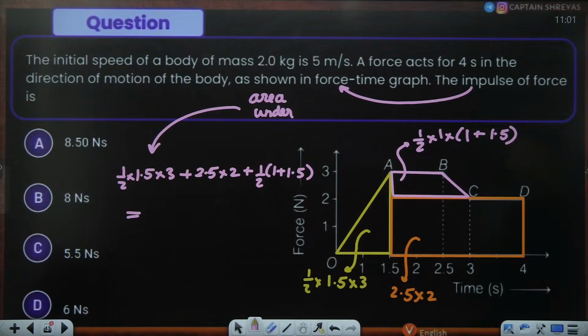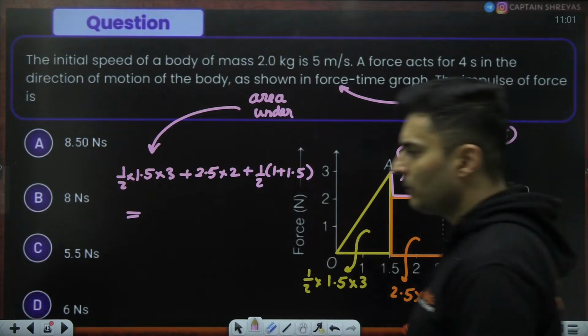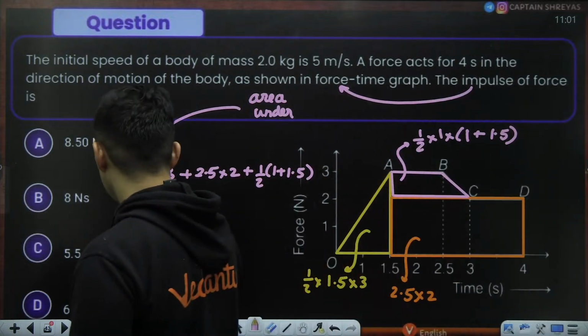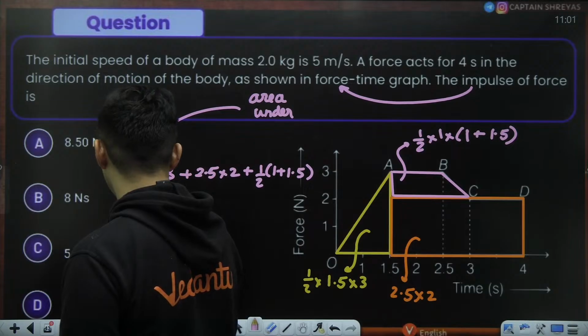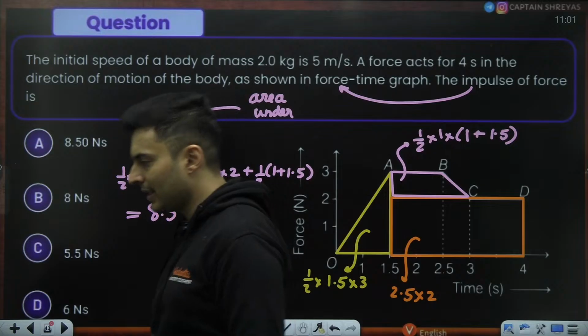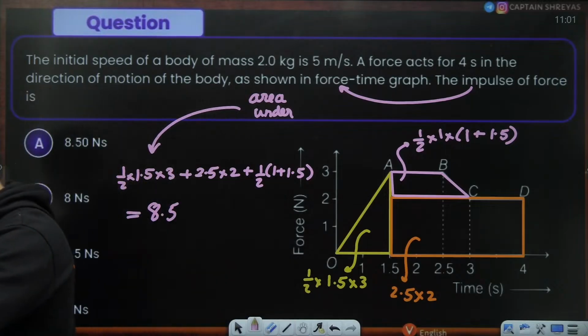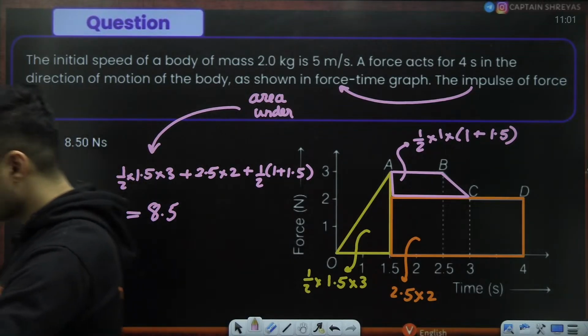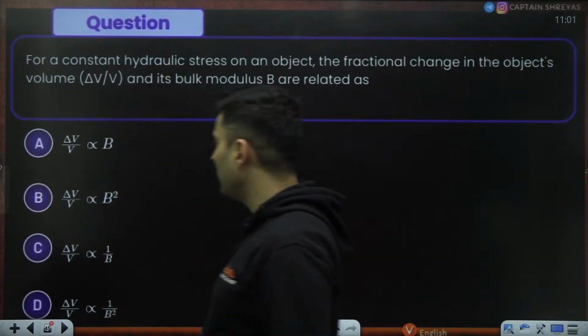Okay, so 1.5, 2.25. Just check it. Is it like 8.5? Option A, is it like option A, 8.5? Just check it out. Yep, perfecto. That is the correct answer, my dear students. Okay, cool. Let's go, guys, to the next one.